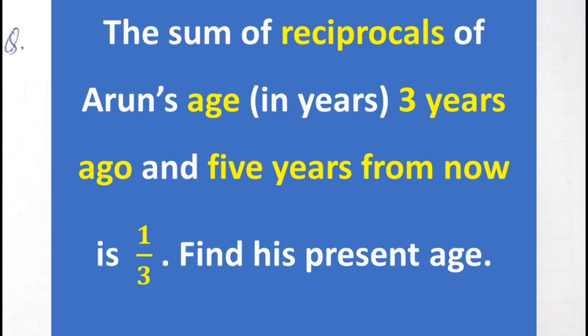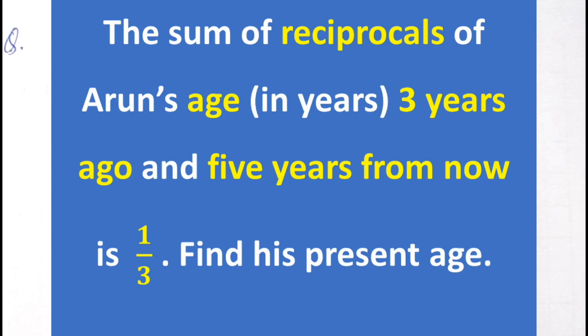In today's lesson, we are going to solve a word problem on quadratic equations which is related to finding the age of a person. The question is, the sum of reciprocals of Arun's ages in years 3 years ago and 5 years from now is 1/3. Find his present age.